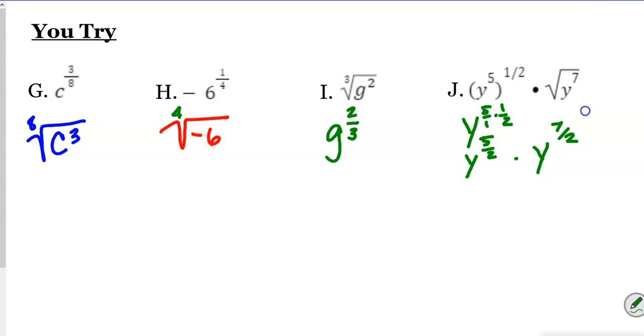Then what we're going to do is we're going to add our exponents, right? So 5 plus 7 is 12. So it's going to be y to the 12 over 2, right? So what's that going to be? That's actually going to be y to the 6th. So that is what this is in simplest form. So we don't have to put it back in radical form, do we? Because the radical was eliminated.